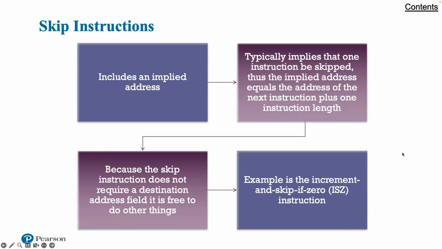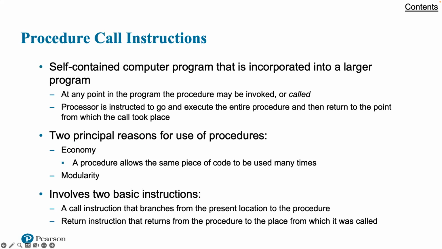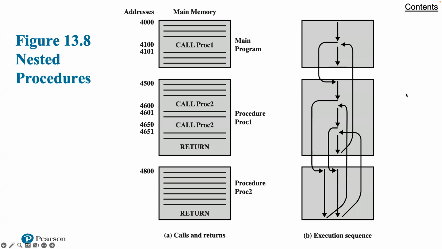You could skip instructions based on a criteria that you set up. That's all things that are possible. For procedure call instructions, this is just some more details. It can be a self-contained computer program that is incorporated into a larger program. So you can have a subroutine or something like that. That's possible. And maybe you've never thought about having a view of what your program would look like in a scenario, but you can be branching from one routine to another. And you can see it could be fairly complicated.